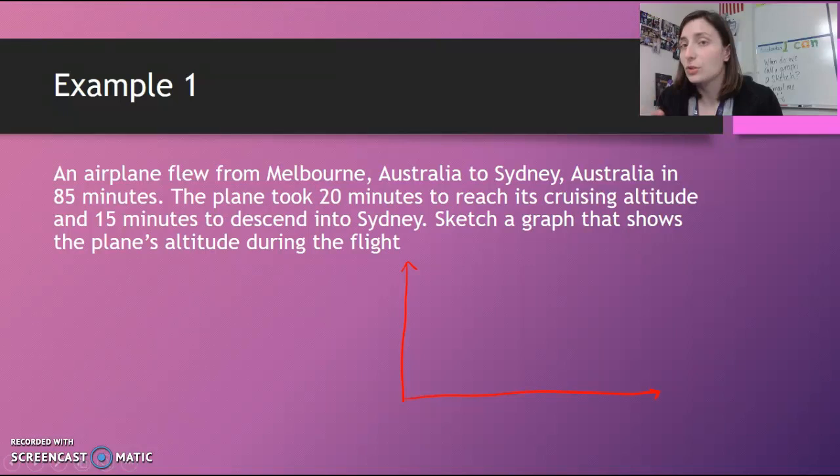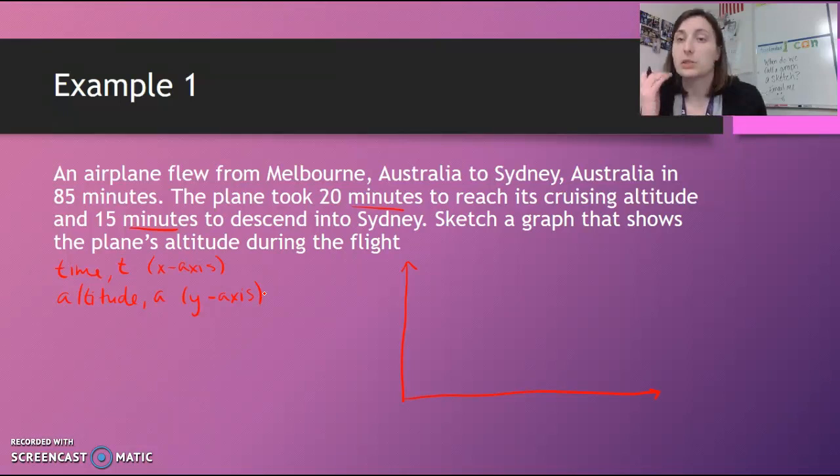So I need to find the two variables which we are relating. And so I see that we're talking about time. So I know that one of my variables is about time, which again would be my x-axis, because that's the independent variable. And then we're wanting to do altitude. So we would have altitude, we'll call that A, and that's going to be our y-axis because the altitude of the plane depends on how long the plane's been flying. So those are our two variables.